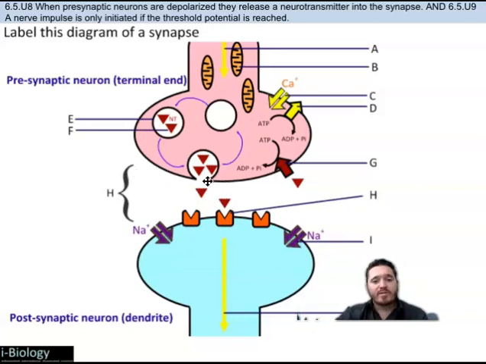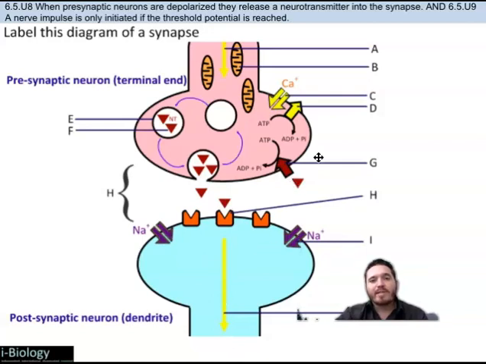Once the neurotransmitters are there, they're going to diffuse across, and by the way, this happens through exocytosis with the vesicle. Neurotransmitters diffuse across, bind with the receptors on the postsynaptic membrane. That then directs these sodium channels to open, bringing the sodium in, raising the membrane potential, and starting a new action potential in the postsynaptic neuron.